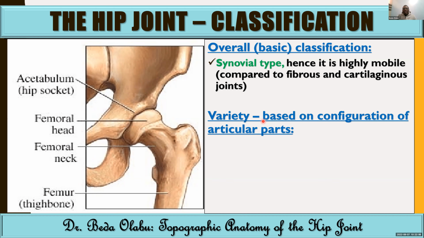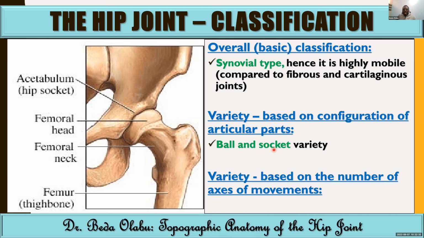Now we narrow down to the variety of synovial joint that the hip joint is. Based on the configuration of the articular surfaces, the hip joint is a ball and socket variety. The ball is the head of femur and the socket is the acetabulum. So it's a synovial ball and socket joint. In terms of the number of axes that movements occur in, the hip joint allows movement in multiple axes. Therefore, it's a multi-axial joint.